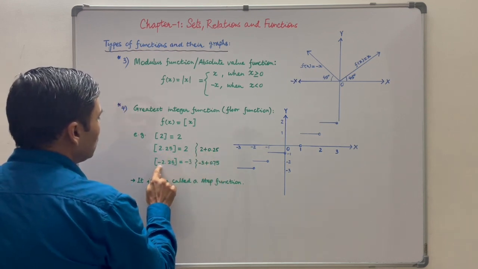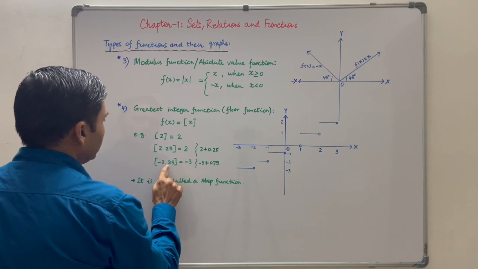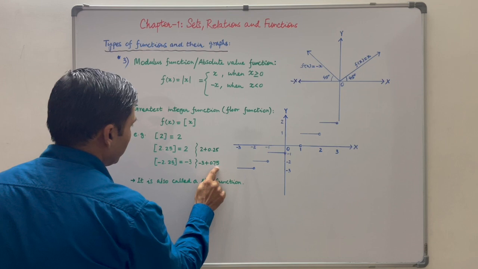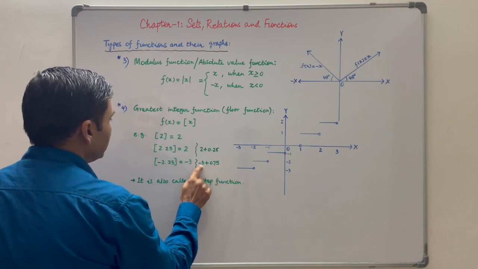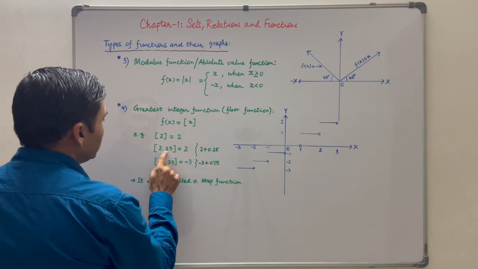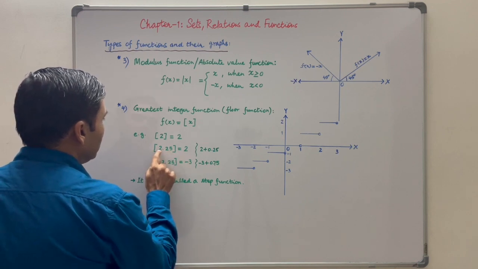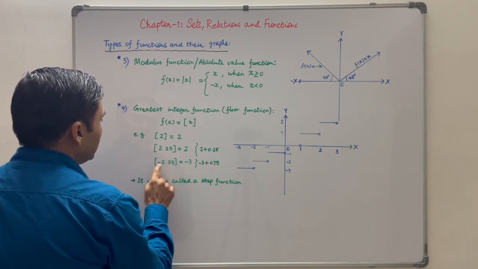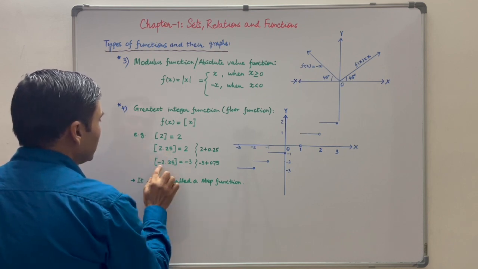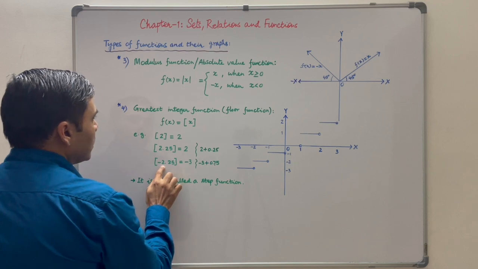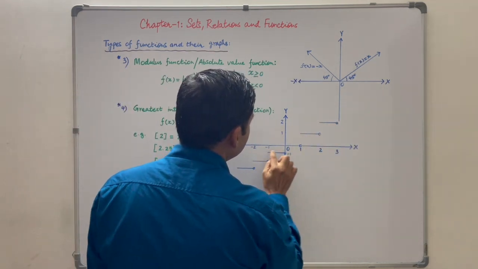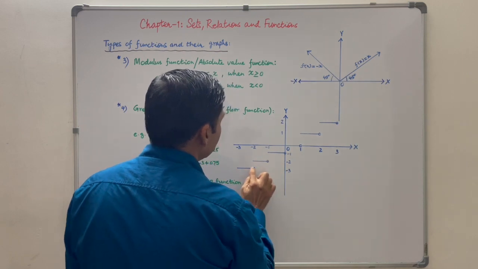If x is equal to minus 2.25, then it can be represented as minus 3 plus 0.75. In this case, the greatest integer will be minus 3. So the trick is, if the number is positive, then the greatest integer will be its integer part. If the number is negative, then the greatest integer will be 1 less than the given integer. Its graph is like this. Only the integer parts are taken.